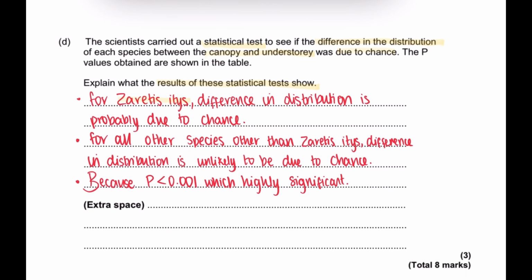So for this species, we can say that the difference in distribution is probably due to chance, because the p-value is more than 0.05, meaning it's more than 5%. Therefore, we say it's due to chance. However, because all the other ones are p less than 0.001, we can say this is very highly significant, much lower than 5%. So the difference in distribution is highly unlikely to be due to chance and is actually due to something else, such as distribution of trees.